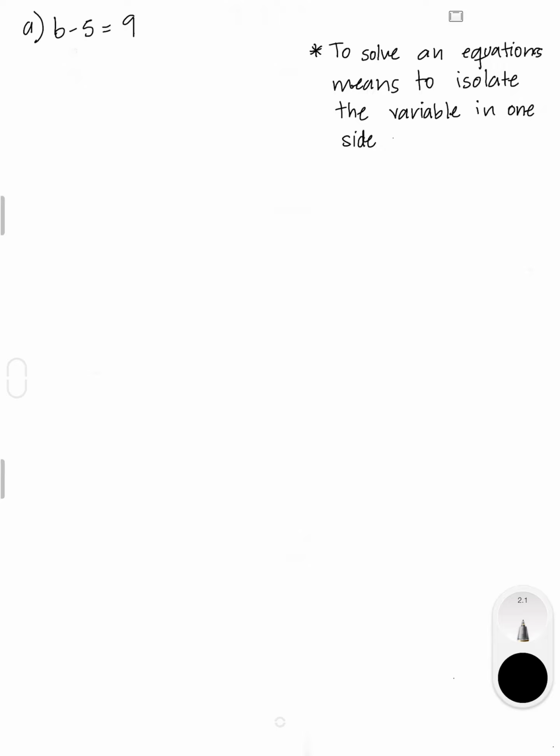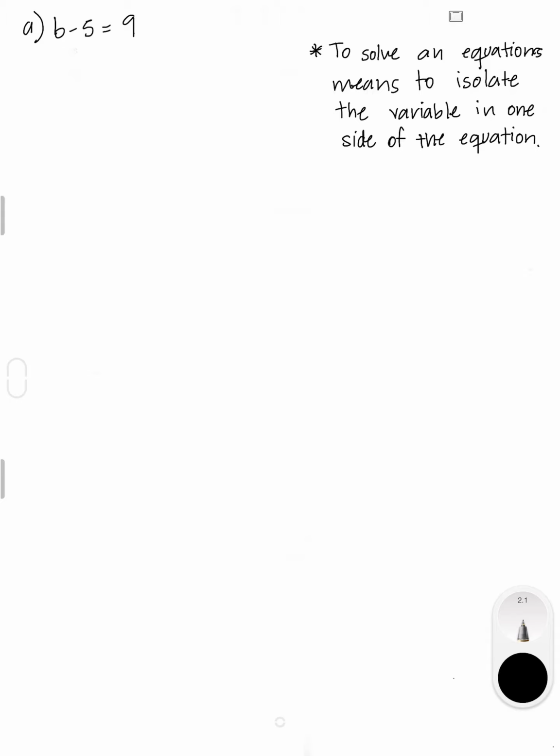So basically, to solve an equation means to isolate the variable in one side of the equation. So basically what we want is to have the variable in one side and by itself. So no other number, just the variable, and then the solution on the other side.